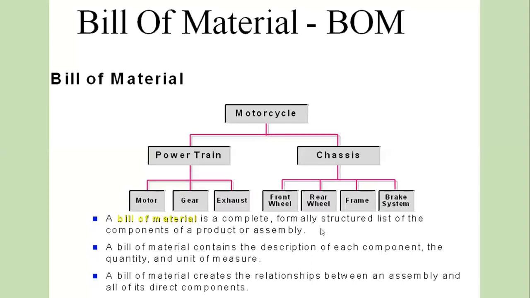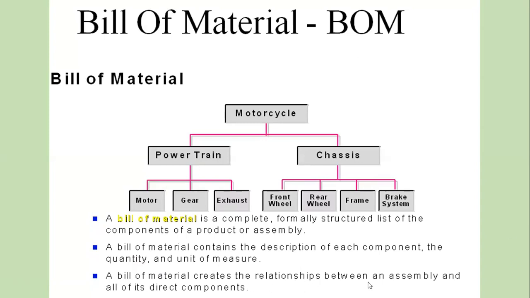So a bill of material is a complete, formally structured list, not a process, but a list of the components of a product or assembly. A bill of material contains a description of each component. It will contain the description, the quantity, how many brakes and how many rear wheels will be needed, and a unit of measure. Measure means kgs, each, number, liters, or units.